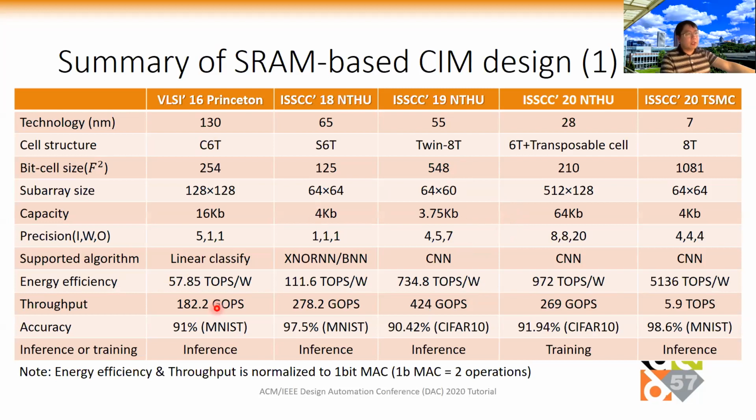So here we normalize all the computation to 1-bit MAC operation. That means by nature, let's say an 8-bit by 8-bit MAC will be 64 times better in energy efficiency than the 1-bit by 1-bit MAC operation. So if we convert that, then you can see those amazing numbers for those designs, like 5,000 tera-ops per watt. This is for the latest technology, the 7nm SRAM-based design.